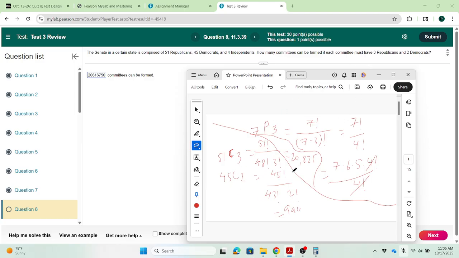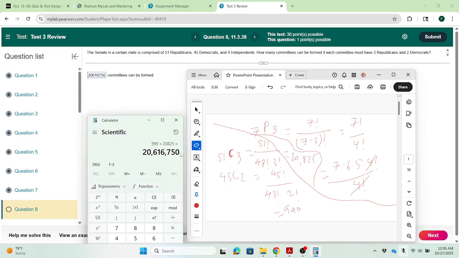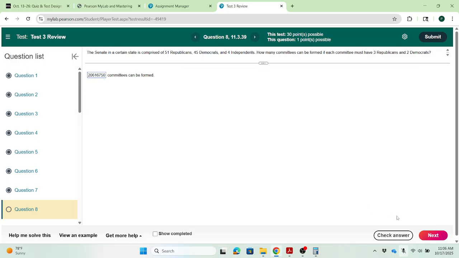So the number of ways we can select a committee with 3 Republicans and 2 Democrats can be found by multiplying these 2 numbers. I did that, and I found 20,616,750, and that's the right answer.